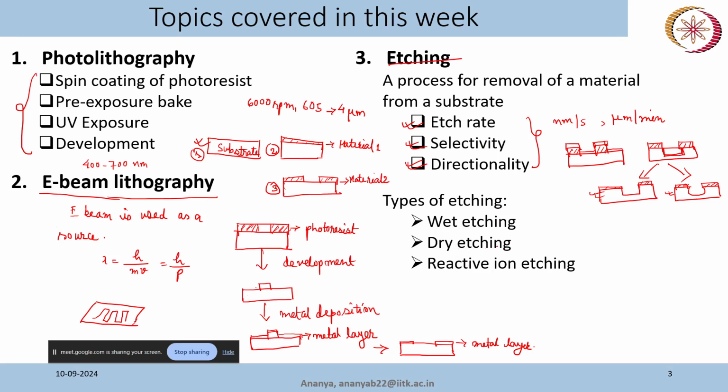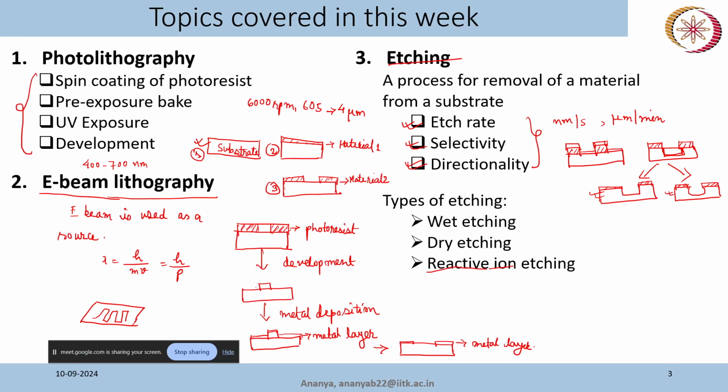Reactive ion etching is like a combination of wet and dry etching. It is a dry etching technique because it does not involve any chemical or any solvent liquid, but it uses reactive ions. So basically it is both a physical process as well as a chemical process, where the reactive ion will etch the portion that you want to etch out due to a certain chemical reaction that happens.